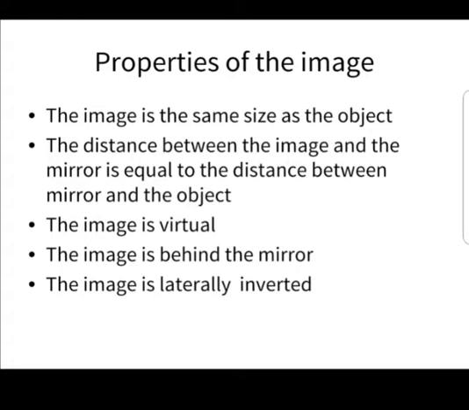We said that on a mirror we see an image, but which are the properties of the image? The image is the same size as the object. The distance between the image and the mirror is equal to the distance between the mirror and the object. The image is virtual. The image is behind the mirror, and the image is laterally inverted.